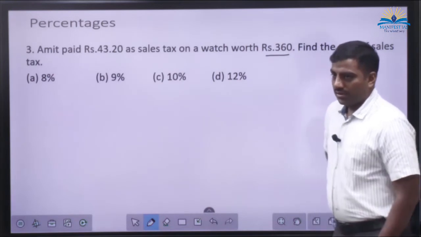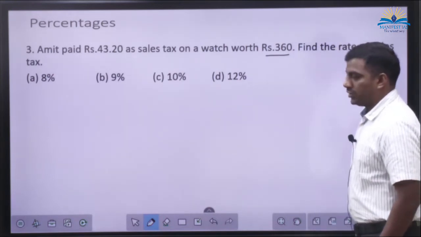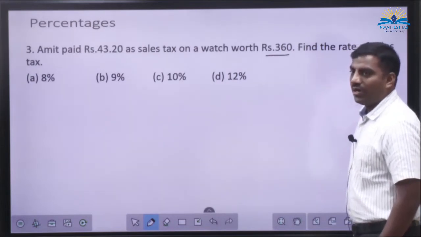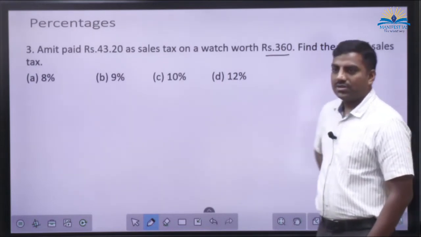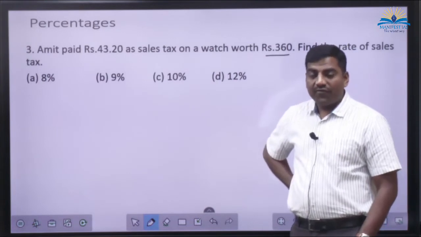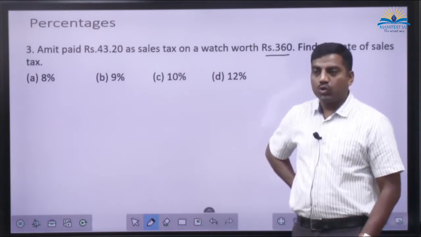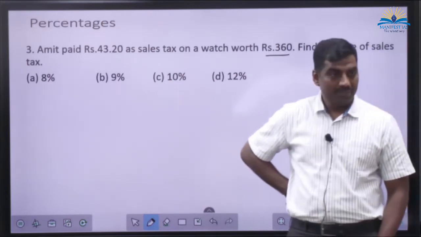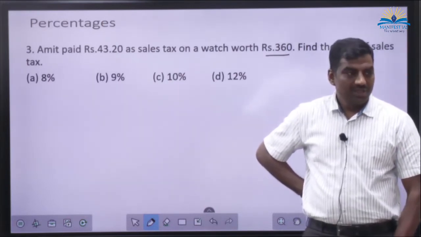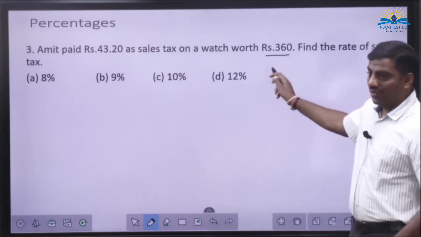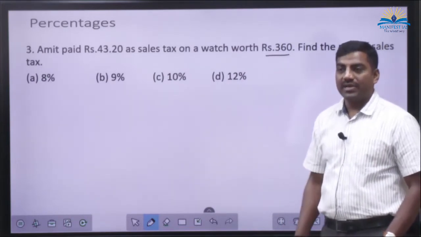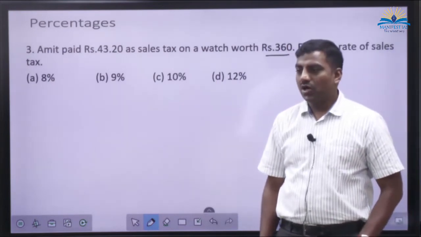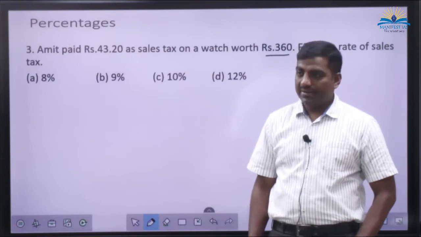Amit paid rupees 43.20 as sales tax on a watch worth... What is the worth of the watch? 360. If they have to give it as inclusive of tax, they will mention it separately. If that is not mentioned, then it is purely the price of the watch. On that the tax will be calculated. Yes or no? Yes.